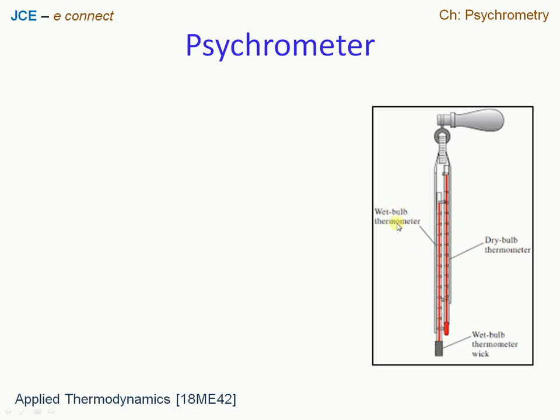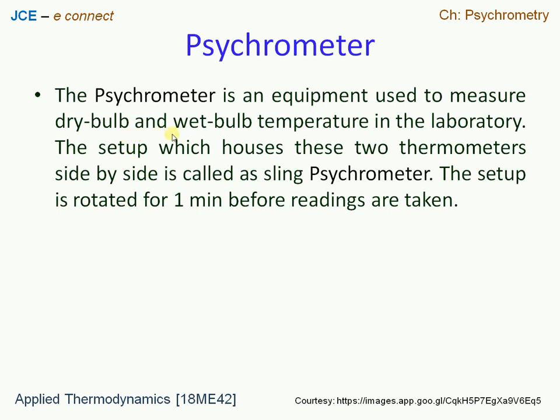It is natural to say that the wet bulb temperature will always be lesser than the dry bulb temperature in many cases, unless the air becomes completely saturated. Let's look into it a little bit more. We have here a psychrometer, which is equipment used to measure the dry bulb and wet bulb temperature in the laboratory. The setup houses two thermometers, as I have shown, set side by side. It's called a sling psychrometer, and usually one holds the handle and swings it for about 1 minute before the readings are noted down.